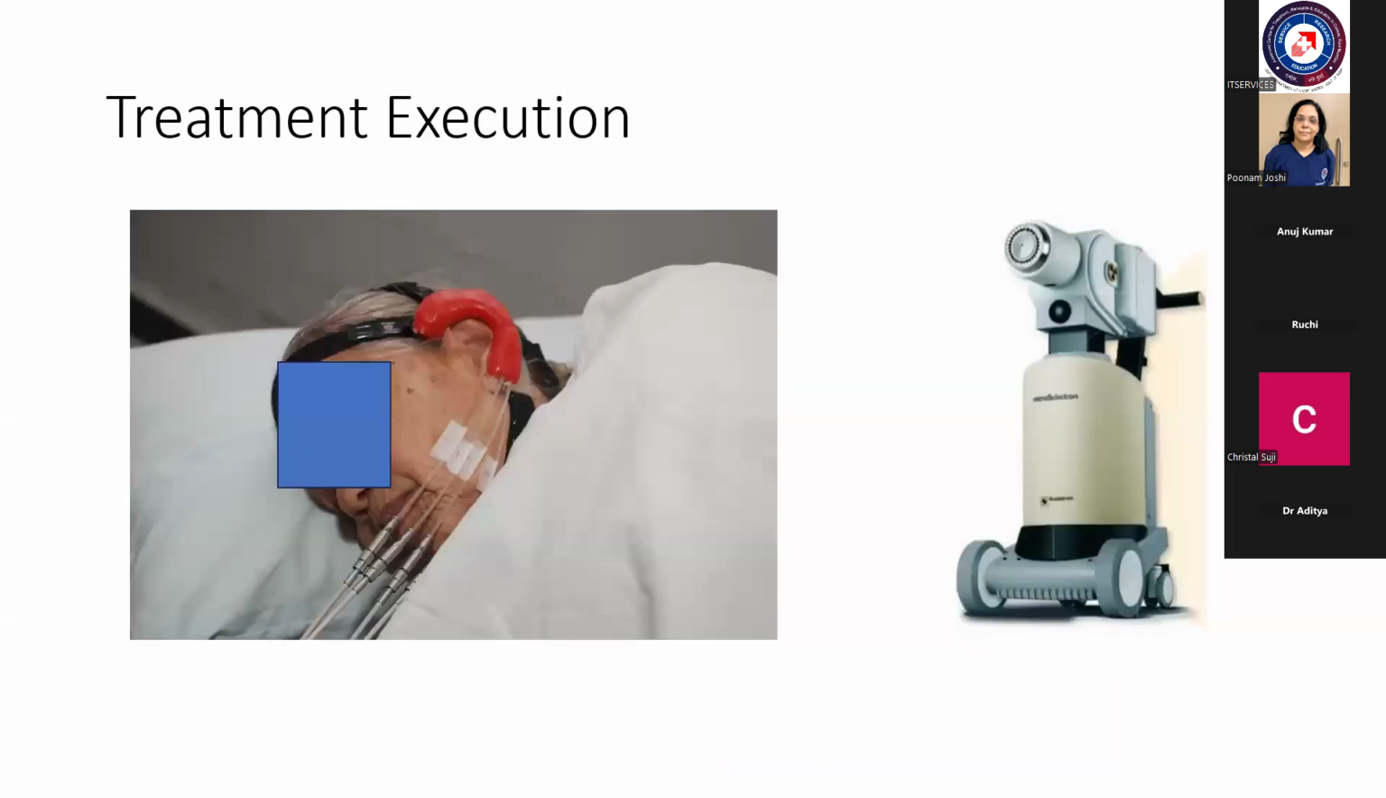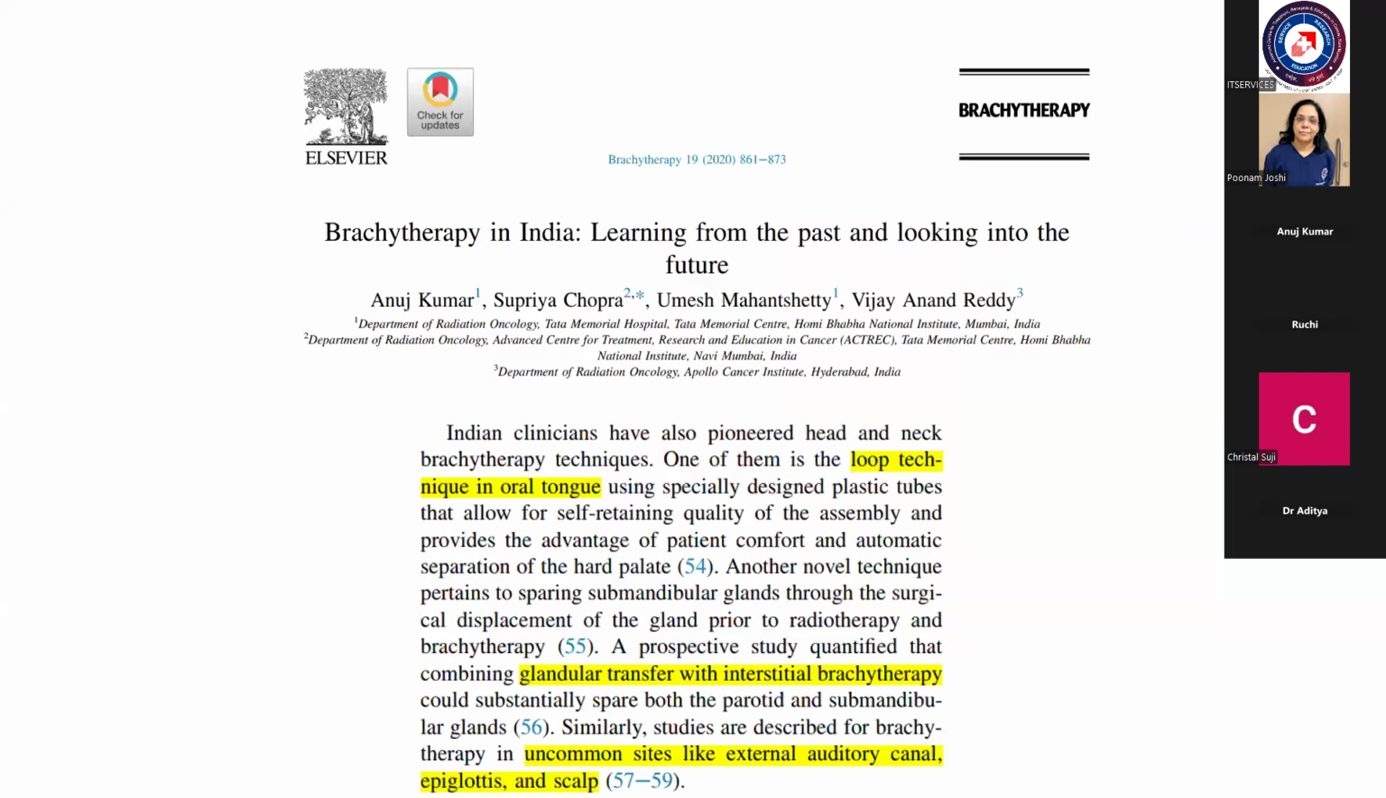So this is how the treatment execution is done. Here, this is the HDR machine, and we have such catheters that are placed on the patient. Here we can see those are numbered and those are connected to these wires, and that is connected to the machine. So this is a review article that I have written on brachytherapy.